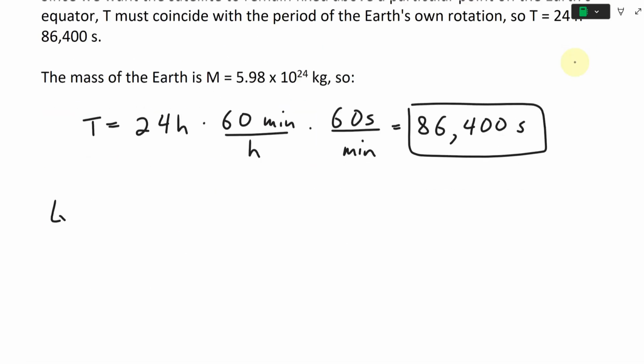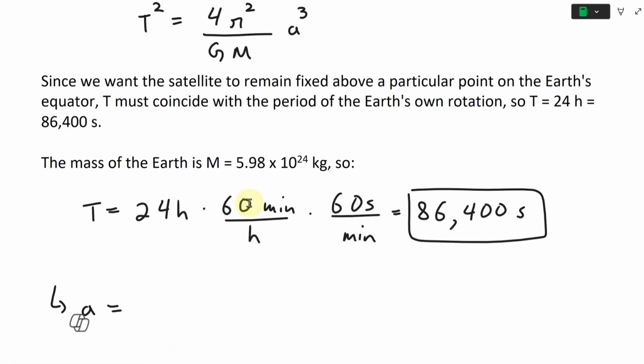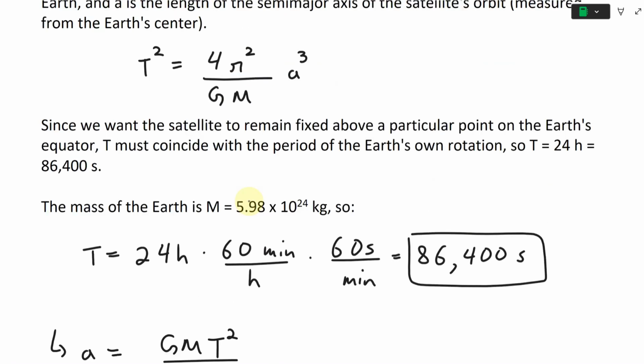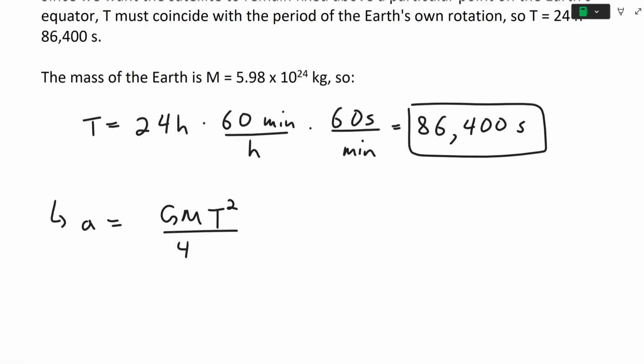So this is going to be a, which is going to equal, move everything over to this side. So GM on top, this one's at the bottom. So we'll have a, I'll put this like this, instead of T squared, put the GMT as we did before. So GMT squared, divided by 4 pi squared. And then we're going to do the cube root right here. So in other words, 1 over 3.